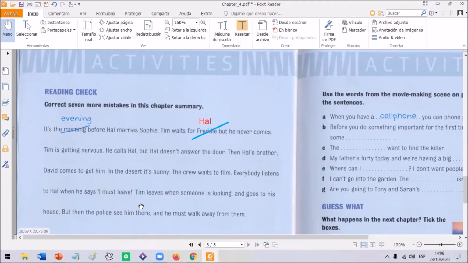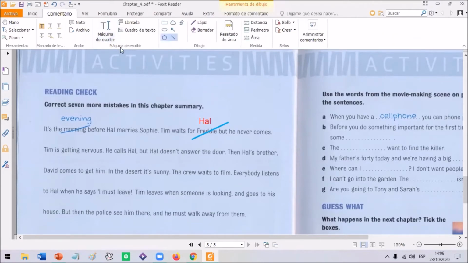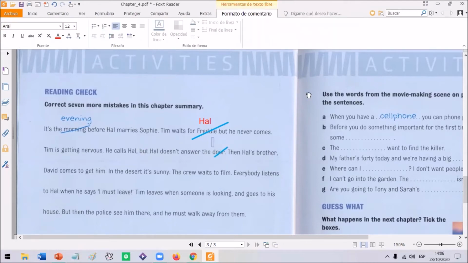He calls Hal, but Hal doesn't answer the door. Is there a problem with this sentence? What do you think? Yes, right, there is one mistake here. What is it? Right, door is wrong. Okay, so Hal doesn't answer what? The phone, very good. So Tim is getting nervous. He calls Hal, but Hal doesn't answer the phone.